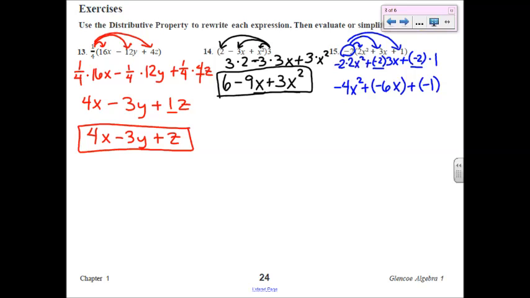So when I'm adding negatives, I put them in parentheses. And now I'm going to simplify because I can't have parentheses in the end. So adding a negative is the same thing as subtracting. So I have minus 4x squared, and then I'm adding a negative. So it's really just subtracting that term, 6x. And then plus negative 1 is the same thing as minus 1.